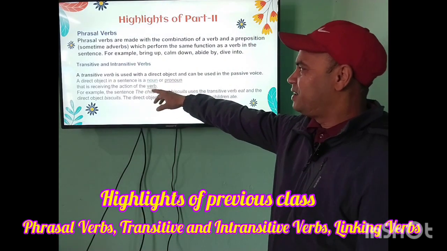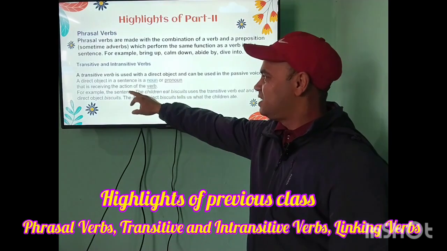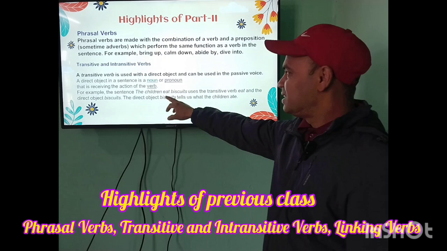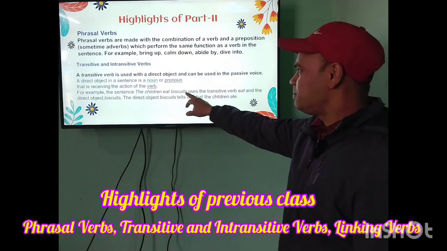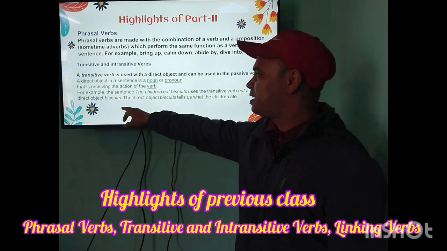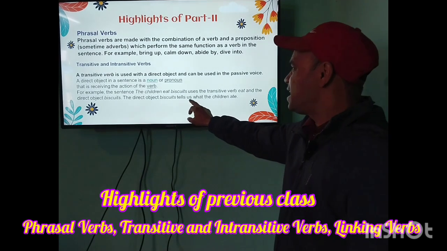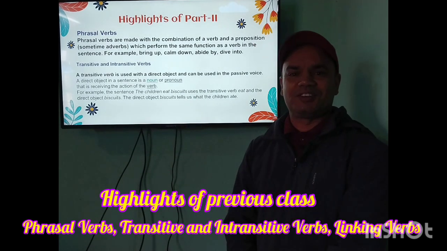A direct object in a sentence is a noun or pronoun that is receiving the action of the verb. For example, the sentence "the children eat biscuits" uses the transitive verb eat and the direct object biscuits. The direct object biscuits tells us what the children ate. So that is about the transitive verb.